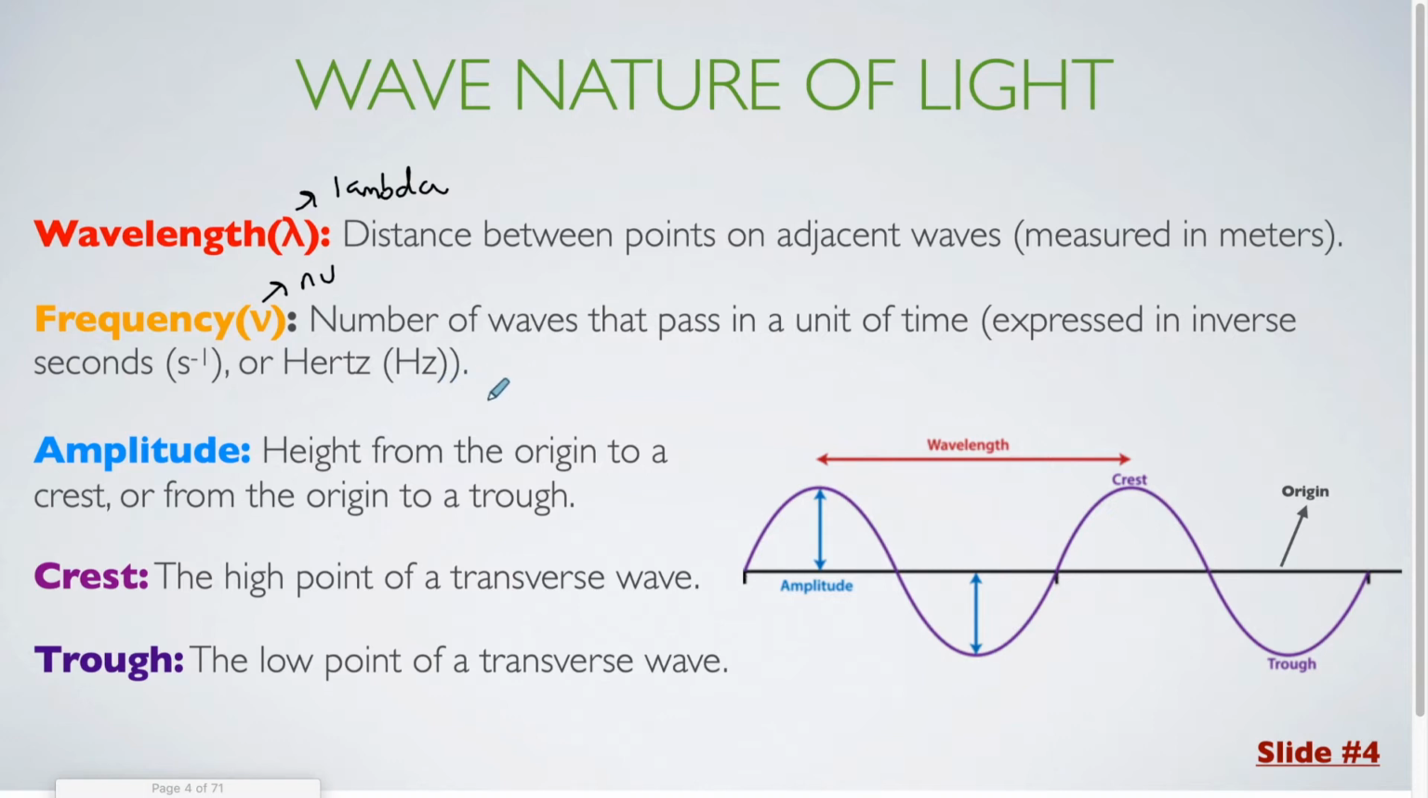The amplitude is the height from the origin to a crest, or from the origin to a trough. So it's basically how high your wave is going up from the center point, which we could call the origin. The crest is the high point of your wave. So we can see the crest here in our diagram. And the trough is our low point for the wave.